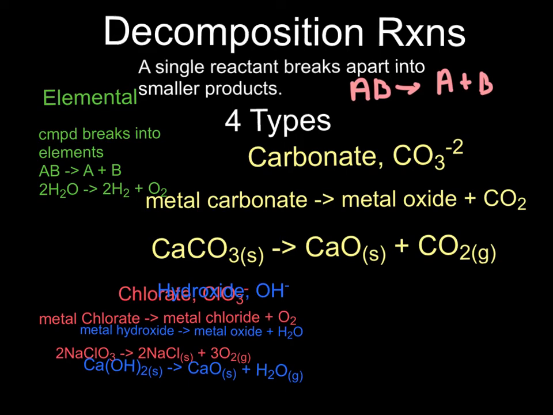Please keep in mind that CaO is only CaO because calcium is a +2 and oxygen is a -2. When you crisscross those charges, it becomes 1-to-1.